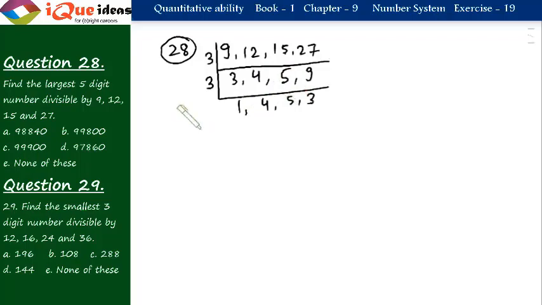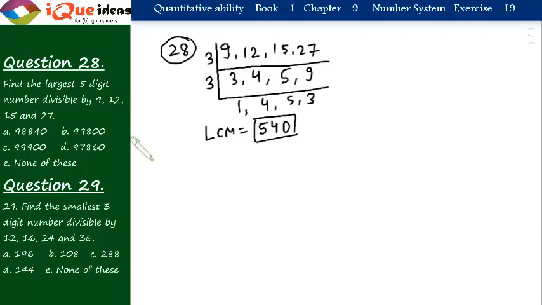Multiply all of them to get the LCM, and that would be equal to 3 into 3, 9 into 4, 36 into 5, 180 into 3, 540. So 540 is the smallest number which is divisible by all of these numbers. Now we have to find the largest number of 5 digits like this.